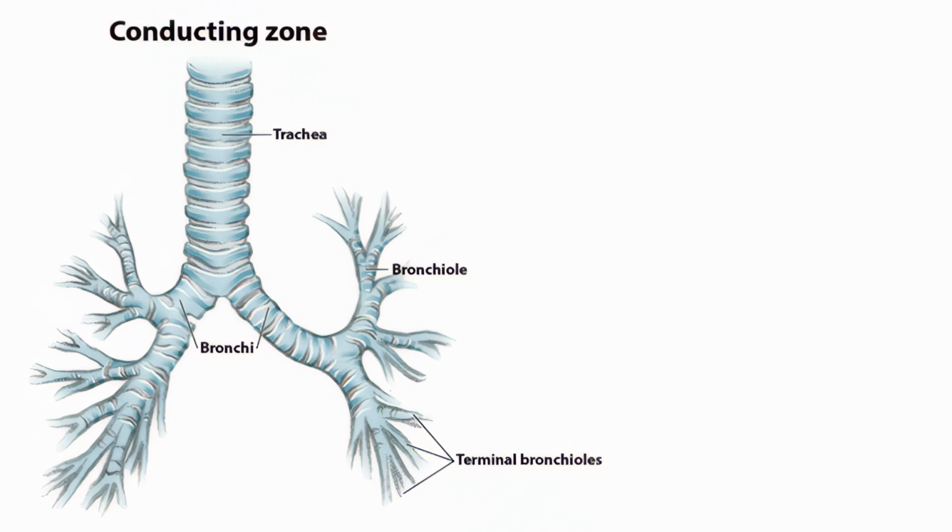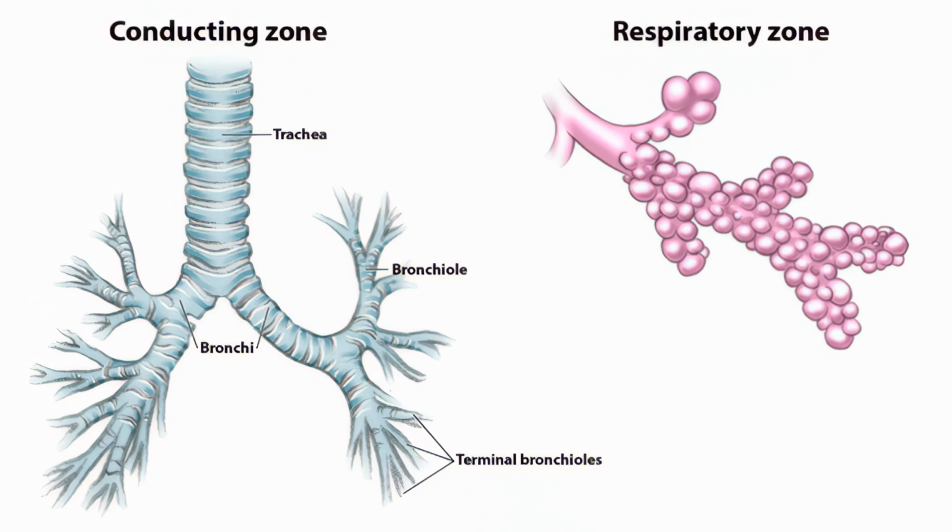So this will be referred to as anatomic dead space because this is not grabbing oxygen from the air and putting it into the blood. But it does do some things. It filters the air, it warms it up, and it also humidifies the air as well. The other zone is called the respiratory zone, and obviously this is the area of gas exchange, and it includes the alveoli, the alveolar ducts, and the respiratory bronchioles.